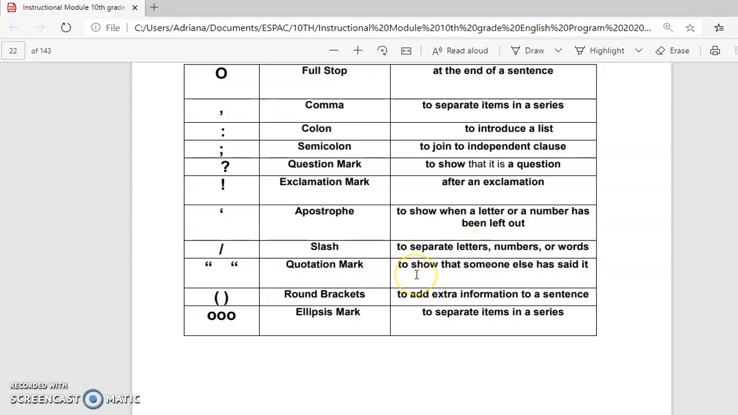Quotation marks are used when you write to show that someone else has said it. When you quote someone, you write something that you did not think for yourself. You read it from somewhere else, and it was someone else's, so you put the quotation marks. The round braces are to add extra information into a sentence, and the ellipsis mark, which is the 3 dots, is to separate items in a series.